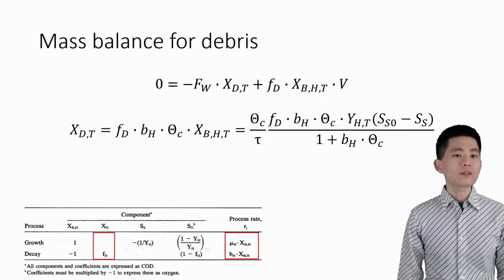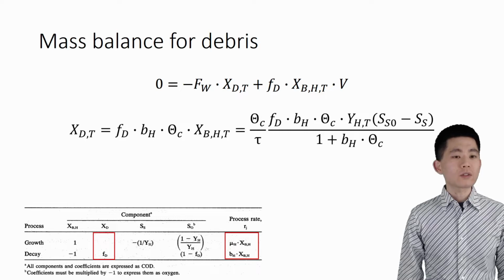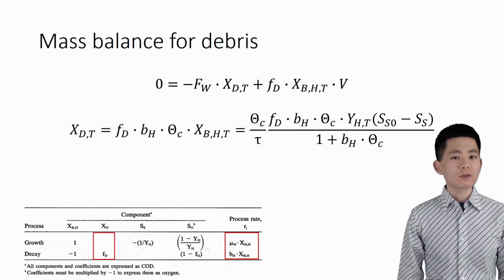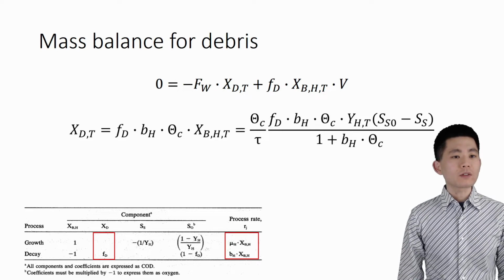We can also write the steady-state mass balance for debris, which is generated from the decay process and removed from the bioreactor. Therefore, we can find the relationship between the debris concentration and the active biomass concentration from the mass balance. The active biomass concentration can be substituted from the previously shown expression. Note that because the active biomass concentration is expressed in TSS, the debris concentration should also be expressed in TSS.